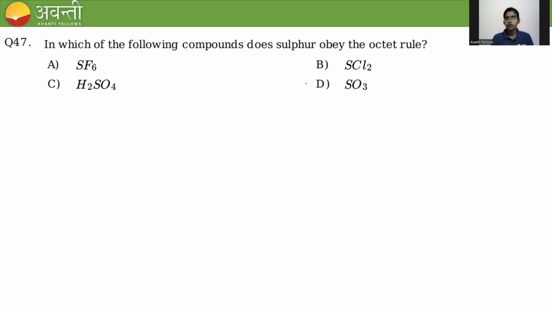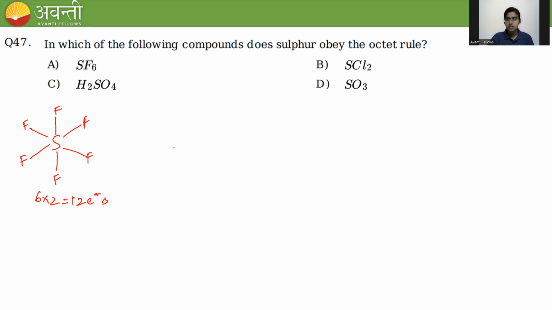In which of the following compounds does sulfur obey the octet rule? So let me give the structure. For option A, SF6. Sulfur is bonded with 6 fluorine and it has 6 bonds around it. Each bond contains 2 electrons. So 6 into 2, it will be 12 electrons around the sulfur.